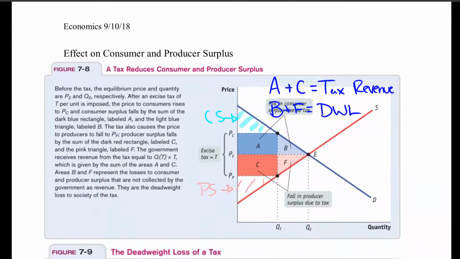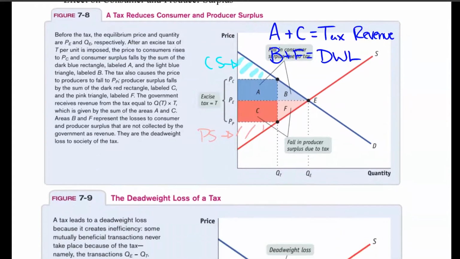And then this is kind of the obvious part we were talking about, right? All taxes cause producer and consumer surplus to be lowered, where A and C are going to be that money the government's taking, the tax revenue, and B and F are going to be the deadweight loss.